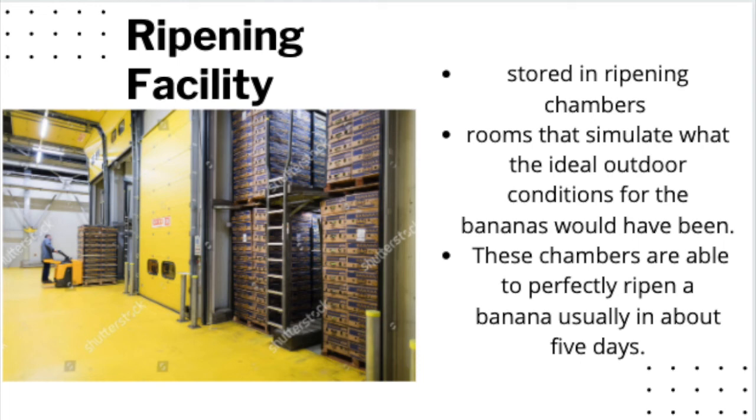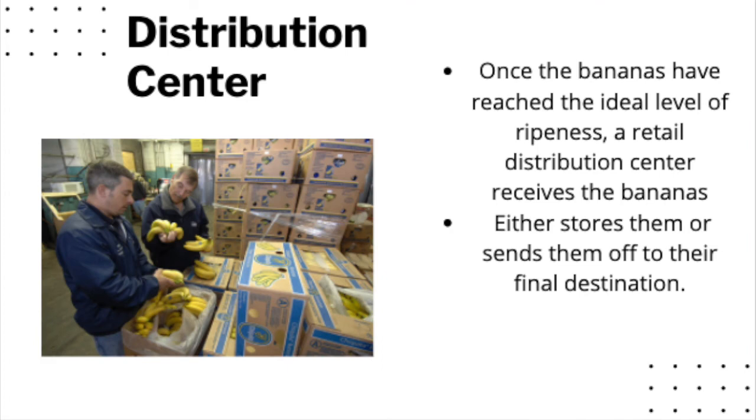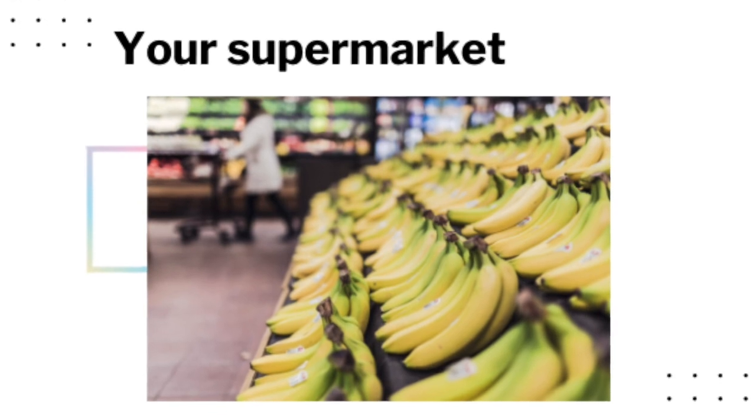These chambers perfectly ripen the banana, usually in about 5 days. When bananas arrive to these chambers, they are oftentimes still green. When they come out of these chambers is when they get their yellow tone. When the bananas have reached the ideal level of ripeness, they then travel to a distribution center. These are the people that get to pick if these bananas are going to be stored or sent to their final destination. Hmm, what's their final destination? Oh, duh, the supermarket, so that you can have bananas at home.